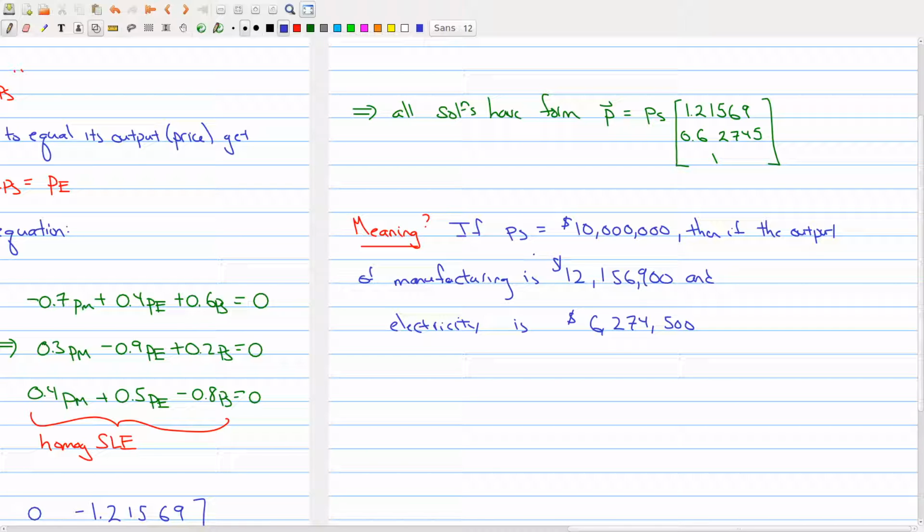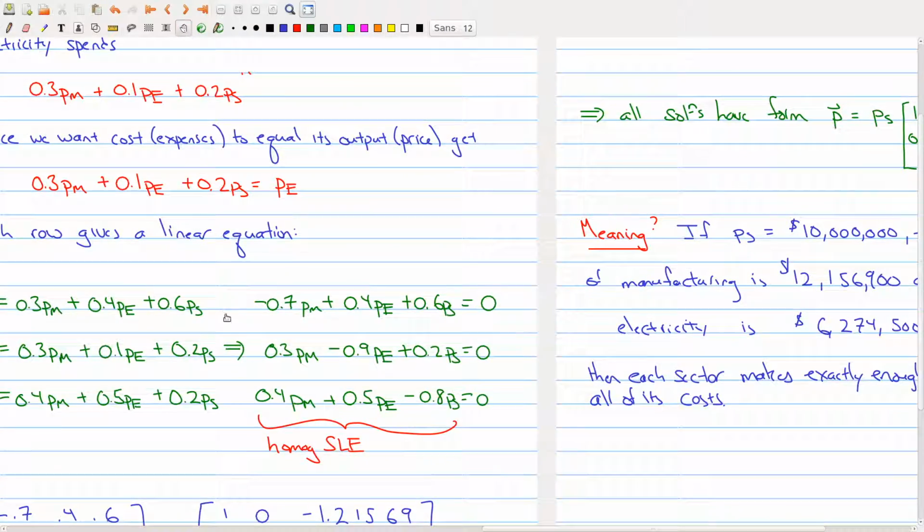So if steel makes $10 million and manufacturing makes $12.1 million and electricity makes $6.2 million, then each sector makes exactly enough to pay off all of its costs. Okay, so this is giving you an example of Leontief's input-output model.